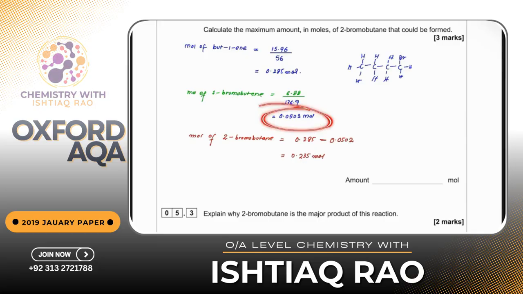This is more than this. Why? Because this is the major product. The major product is formed in a higher quantity than the minor product. So that's why you can see the higher number of moles of 2-bromobutane as compared to 1-bromobutane.